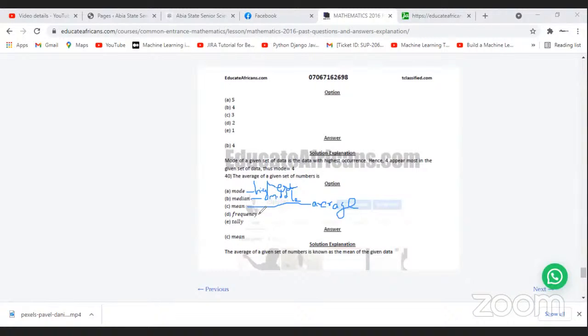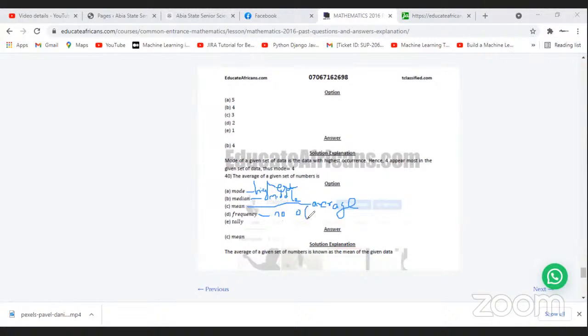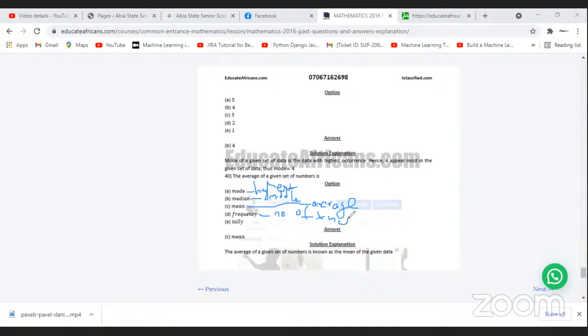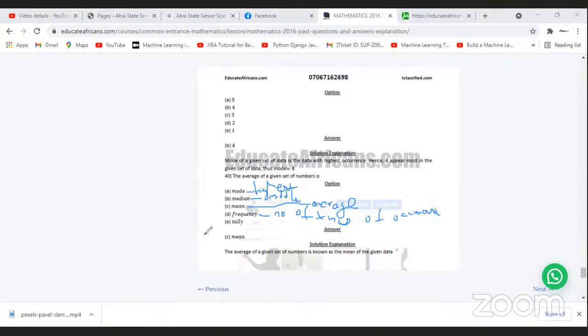Yes, sir. So frequency is the number of times something is occurring. Frequency is the number of times something is occurring. Number of times of occurrence. Okay, tally is how you calculate your frequency.